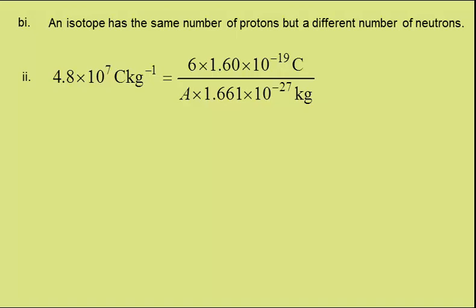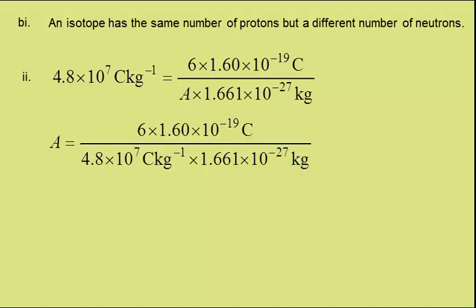Well, the specific charge is equal to the charge, which is 6 times the charge on a proton, divided by the mass, which is the number of nucleons, which I've called A, multiplied by the atomic mass unit. Rearranging for A gives an answer of 12 nucleons. The number of neutrons then is the 12 nucleons minus the 6 protons, leaving 6 neutrons.